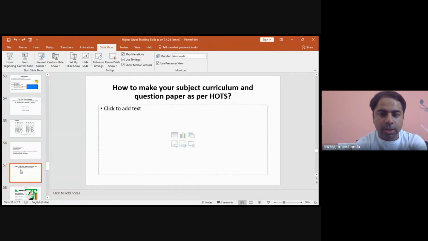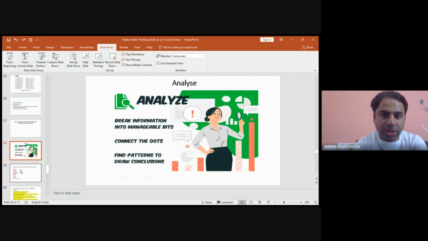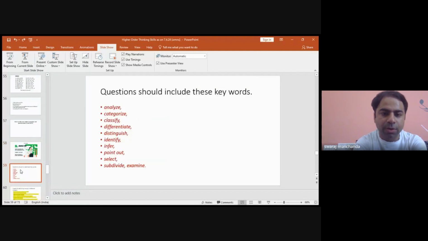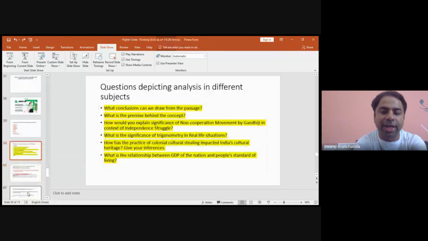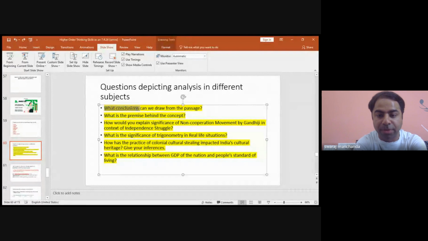Okay. So how can we put questions related to HOTS? We can use these synonyms for analytical questions. Use these words while you are posing analytical questions in your curriculum. Analytical questions will look like this. What conclusions can we draw from the passage? What is the premise behind the concept? How would you explain the significance of the non-cooperation movement by Gandhiji? What is the significance of trigonometry in real life?